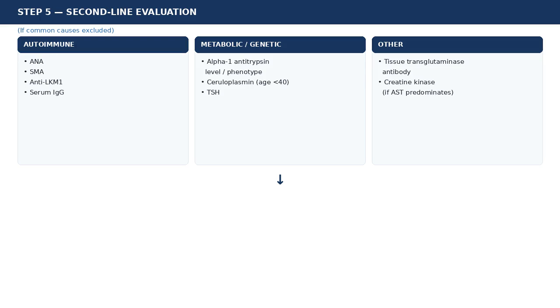Step 5 involves second-line evaluation when common causes have been excluded. This includes 3 categories: autoimmune testing with ANA, SMA, anti-LKM1, and serum IgG; metabolic and genetic testing, including alpha-1 antitrypsin level and phenotype, ceruloplasmin, especially in patients under age 40, and TSH. Other tests include tissue transglutaminase antibody and creatine kinase if AST predominates.